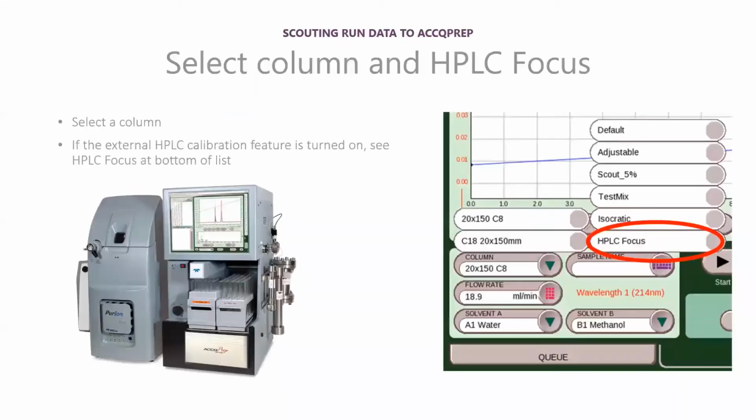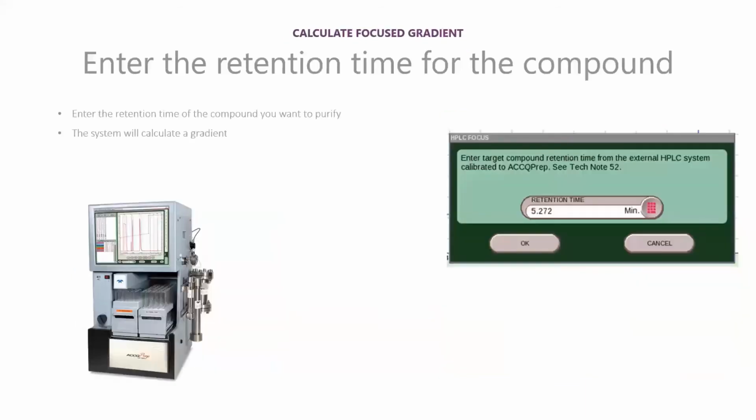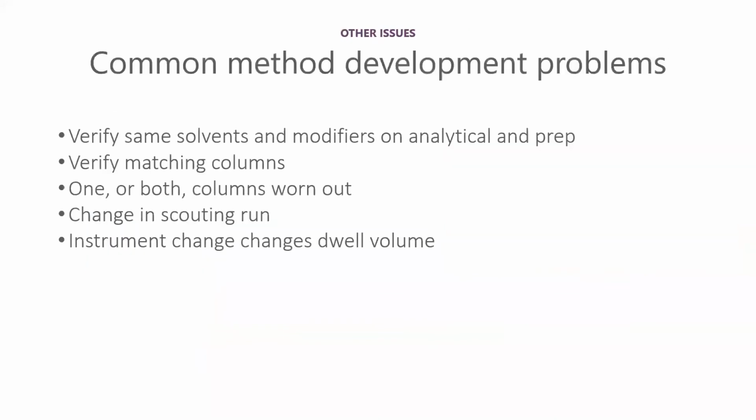On the AccuPrep, it is very easy to determine a focus gradient from an analytical HPLC scouting run. After calibrating the analytical scouting gradient, just run the same scouting run for your samples, enter the retention time for the desired compound, and the AccuPrep will calculate a gradient for you.